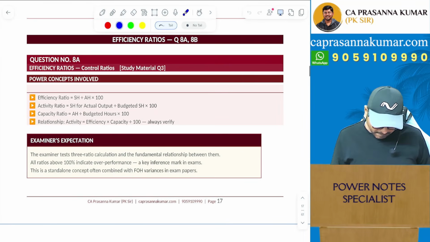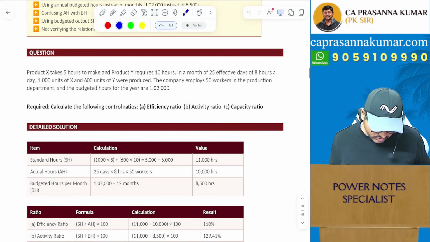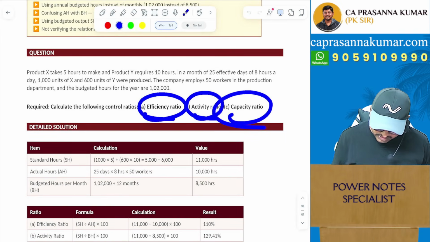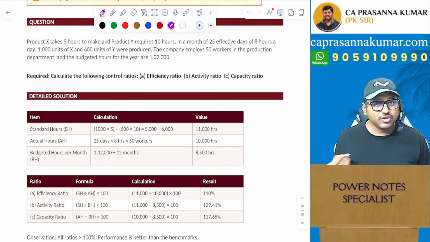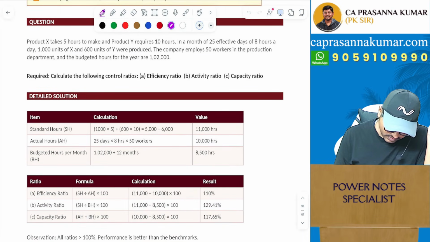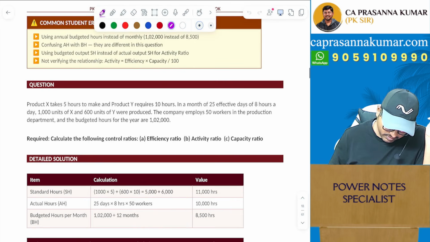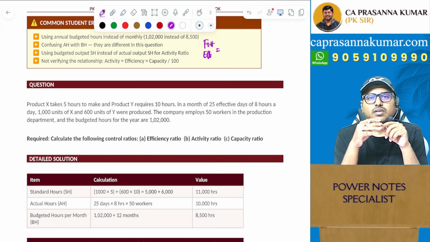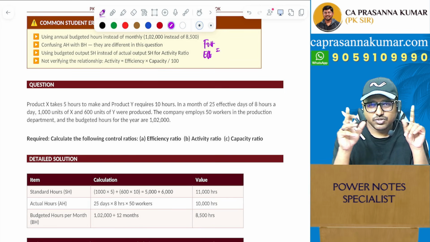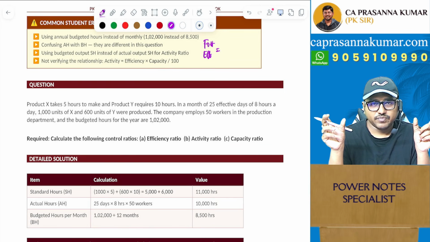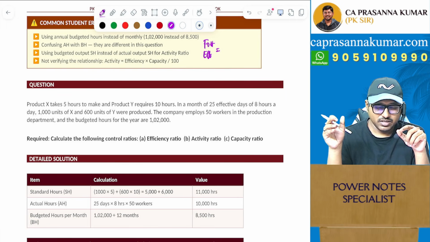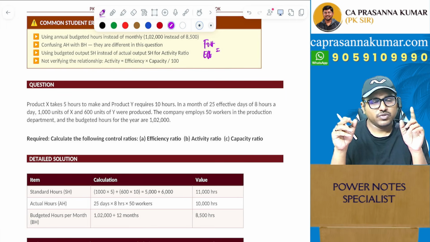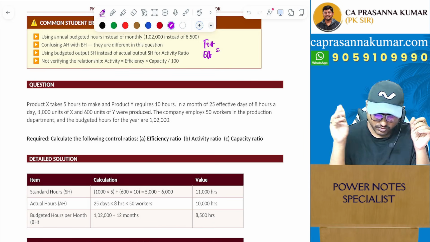Efficiency ratio. Now see here. What is he asking you in this question? Efficiency, activity, capacity. Tell me one thing. Try to recollect your fixed overhead variances. Fixed overhead efficiency formula. Fixed overhead cost is divided into expenditure and volume. Volume will be further divided into capacity, efficiency, calendar. So 1 minus 2, 3 minus 2, 1 minus 3, 4 minus 3, 1 minus 4.